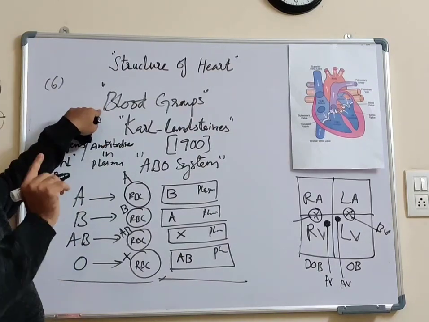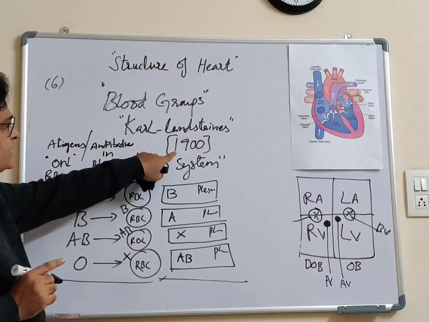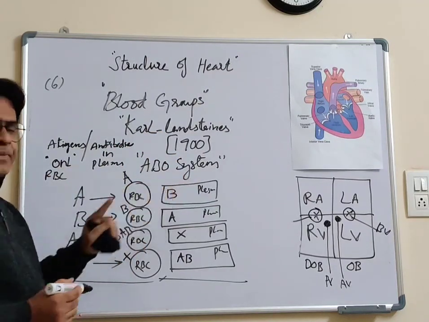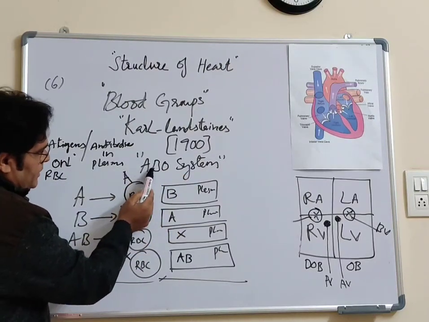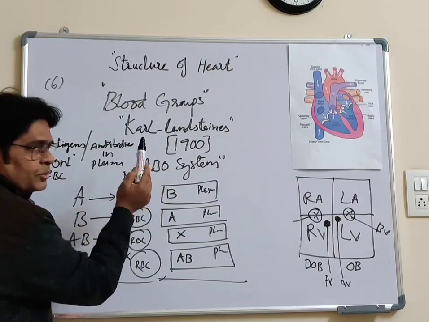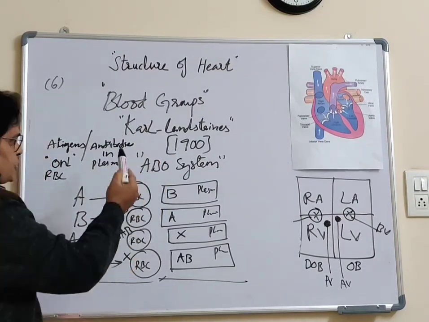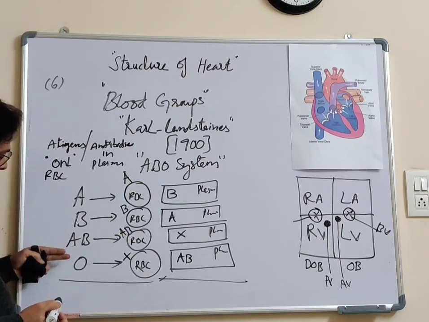Blood group. Who discovered the blood group? Carl Landsteiner. In which year? In 1900. And what name did he give it? ABO system: blood group A, blood group B, blood group AB, blood group O. So he named it the ABO system. Total how many blood groups are there? Four: A, B, AB, O.